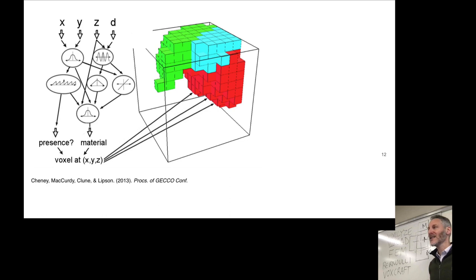You'll notice the input to the CPPN is XYZ, so the X, Y, and Z coordinate of each point. There's a fourth input called D, and we'll come back to that in a moment. Remember in CPPNs, we input coordinates to things in spaces of arbitrary dimension. And in this case, we can interpret the outputs from the CPPN in lots of different ways.